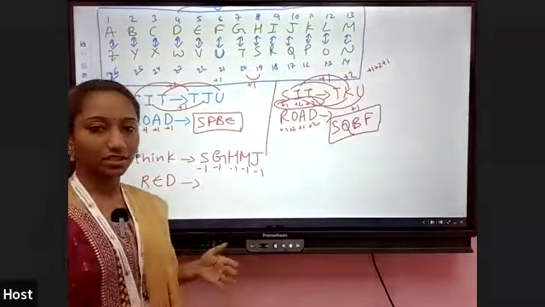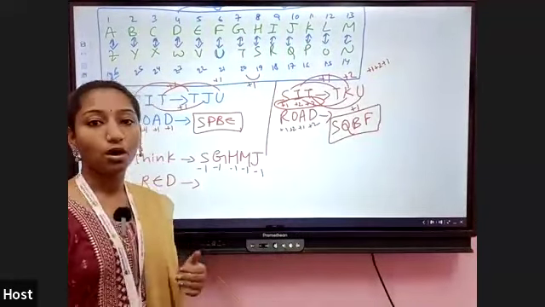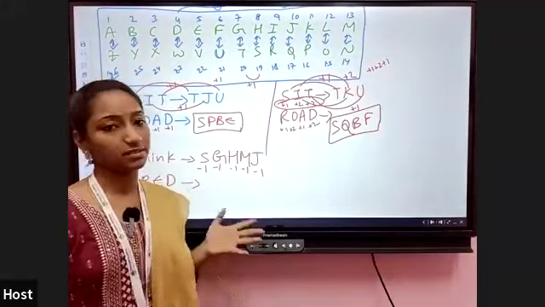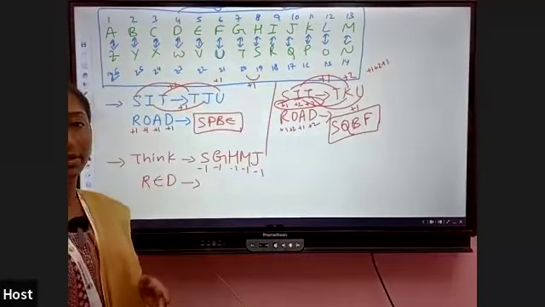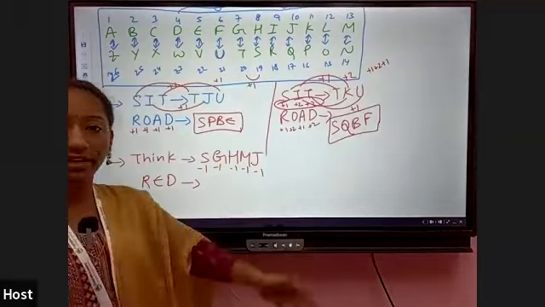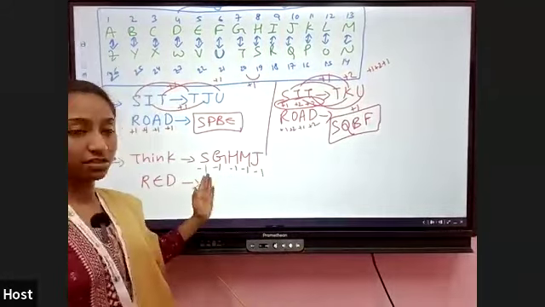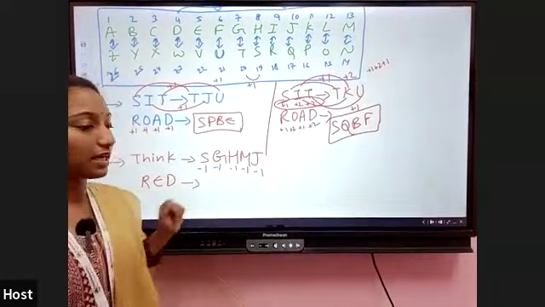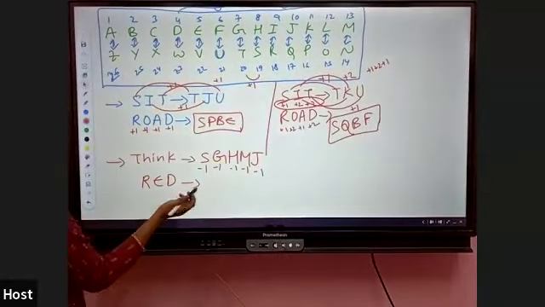So they may give -2, -3, -4 or same as plus. Consecutive numbers also they may give: -1, -2, -3, -4 or -1, -2, -1, -2. They may give like this also. So let us find the code for RED.